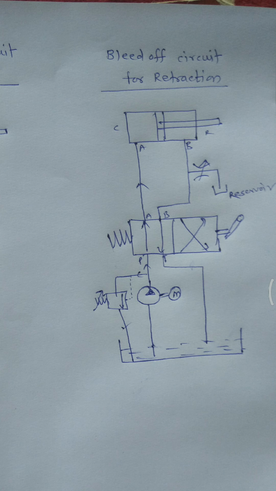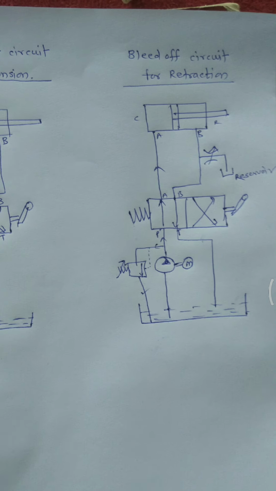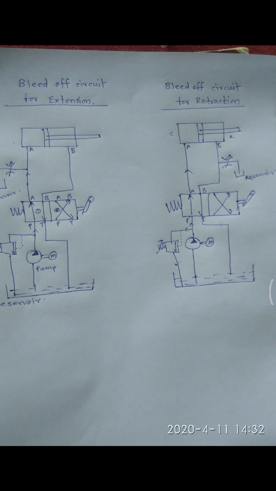Yes, our veins are there. If some veins are cut by any means, then our blood comes out. If the blood is coming out, that is bleeding. Similarly, if we are taking the oil out, then it is called a bleed off circuit. So this is all about the bleed off circuit: bleed off circuit for the extension, bleed off circuit for the retraction.